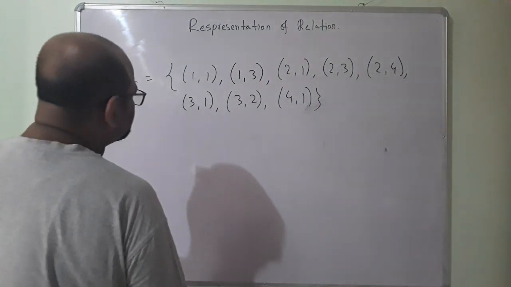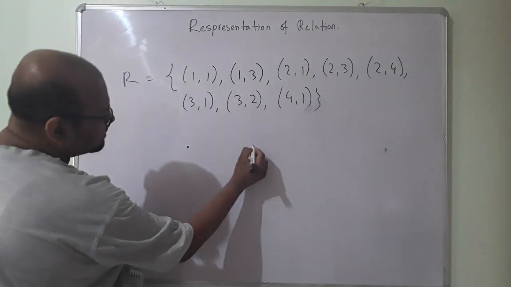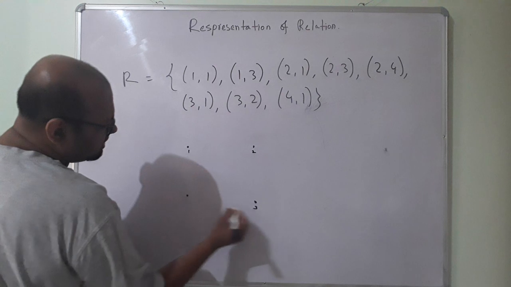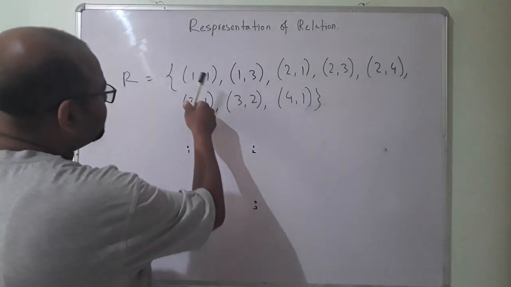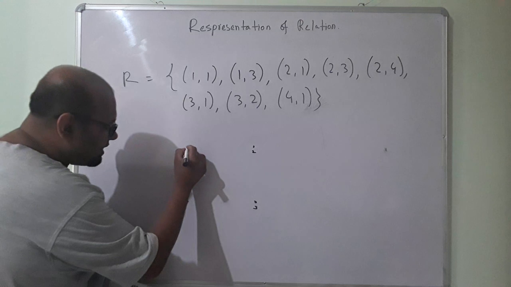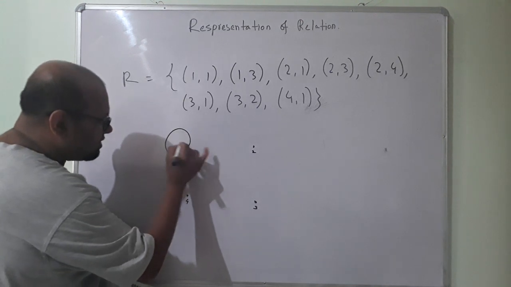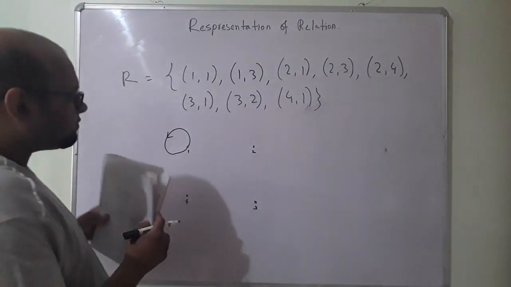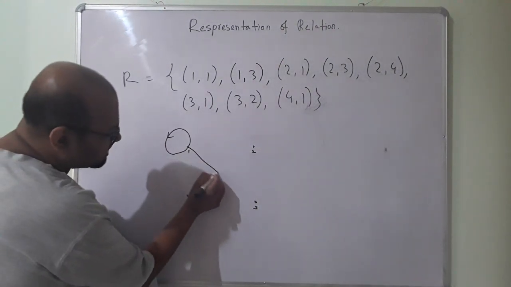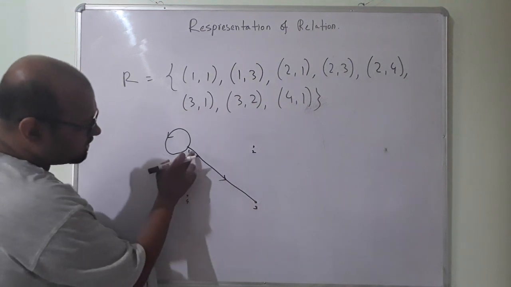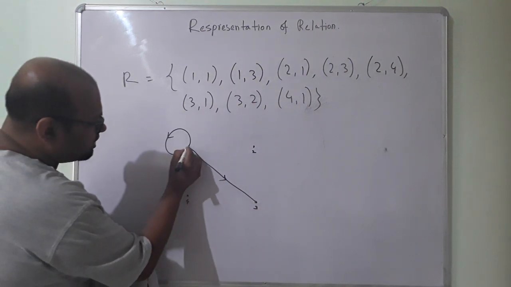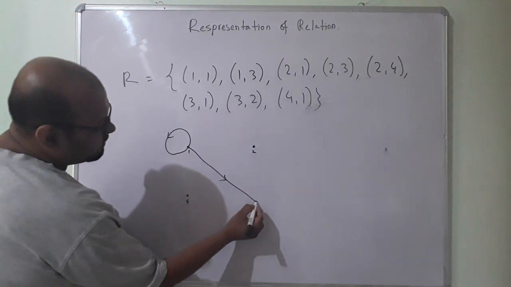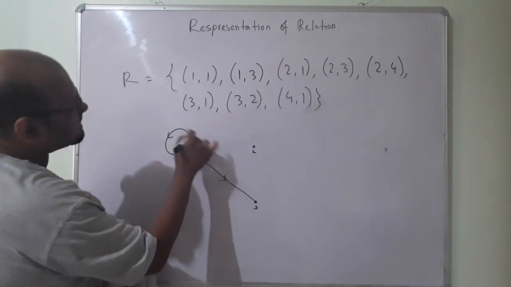So how am I going to draw the graph? Okay, I will have these 4 elements, 1 2 3 4. This is 1, this is 2, this is 3, and this is 4. Now I have 1 1, so I have an edge from 1 to 1. Alright, then I have 1 3, so I will have a directed edge from 1 to 3. Okay, so these edges will have direction. All these elements of the set will be vertices in my graph. Alright, so these 4 vertices I have, and these directed edges I have.